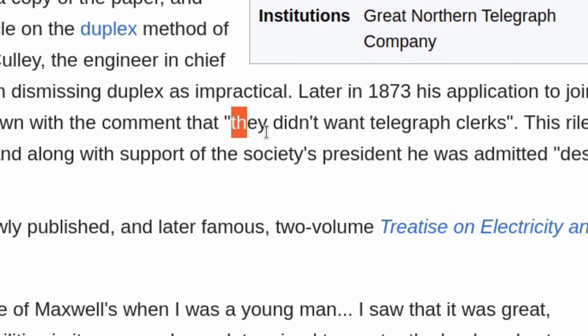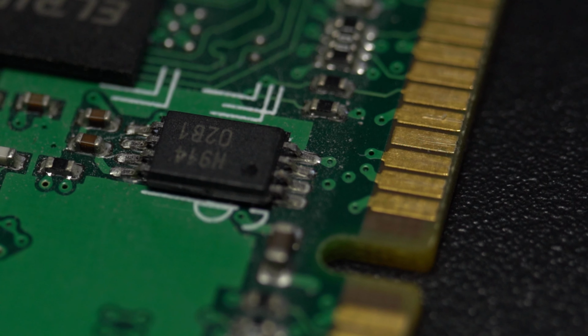In 1873, Oliver Heaviside applied to join the Society of Telegraph Engineers. Unfortunately, they were total noobs, and they rejected his application with a comment saying, "We don't want telegraph clerks." Fortunately, we now understand the value of Heaviside's work, and the telegrapher's equations are an important basis for all of the modern transmission line communication that we use today. This includes reading and writing from RAM.